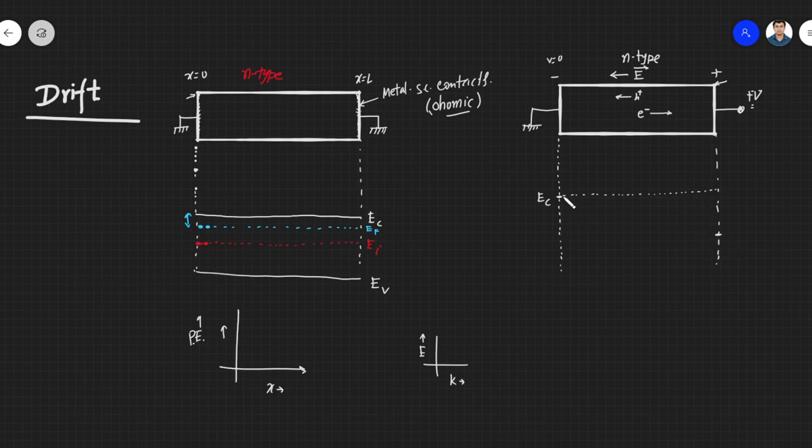So our EC will get bent like this. Need to just connect this. So this is now our conduction band edge after the biasing. And in the same way you can draw the other energy levels, because they'll be just parallel to it. So let's draw the valence band first.